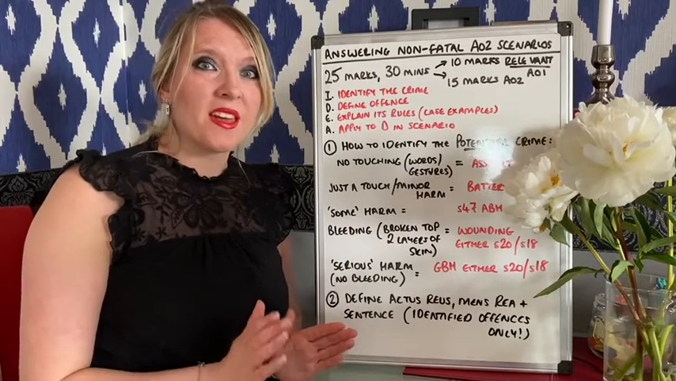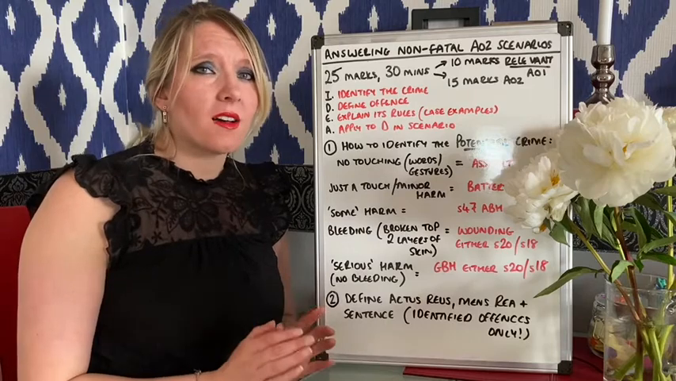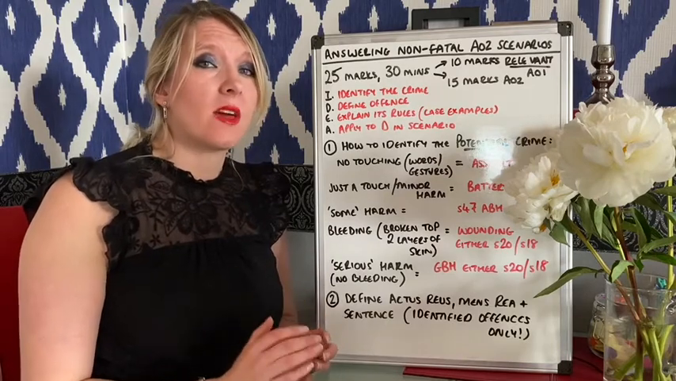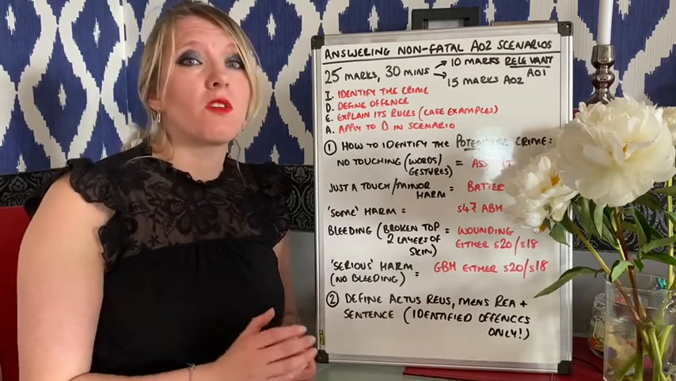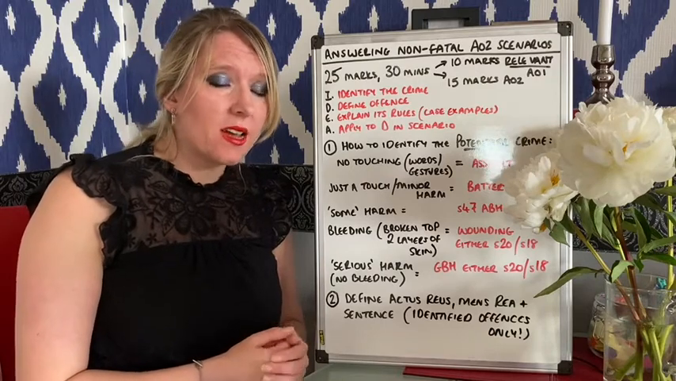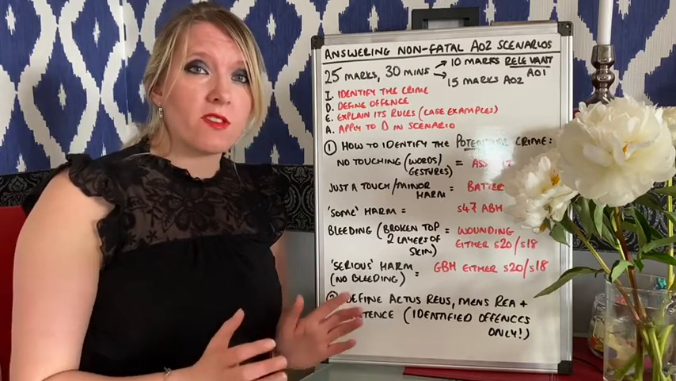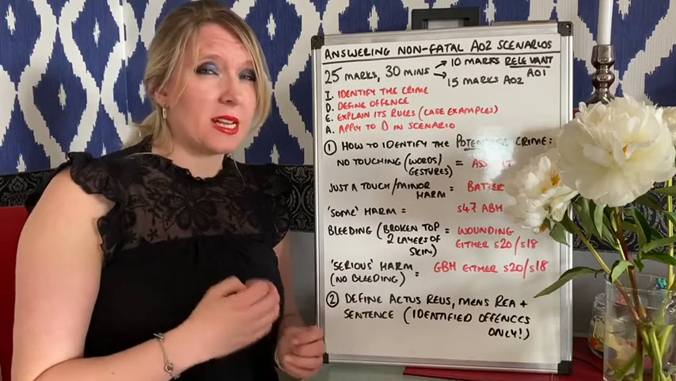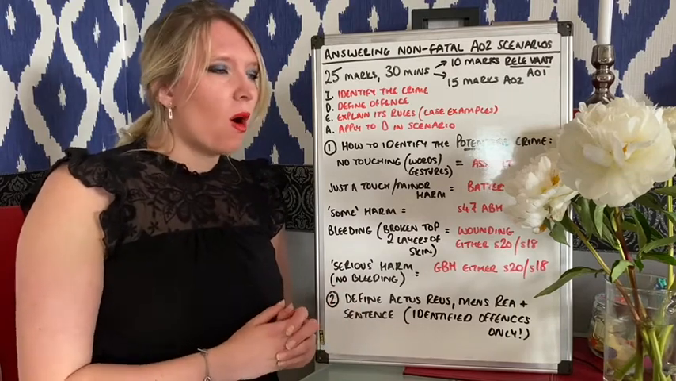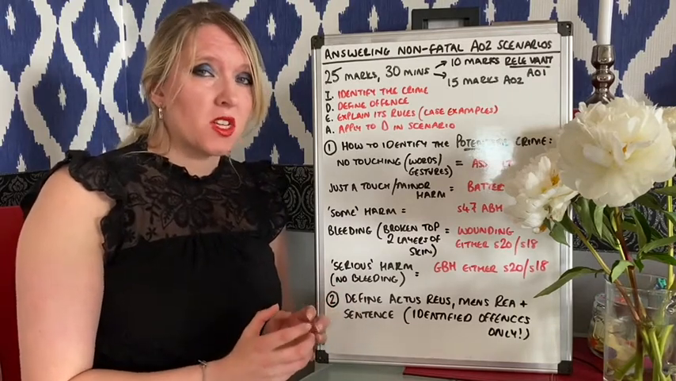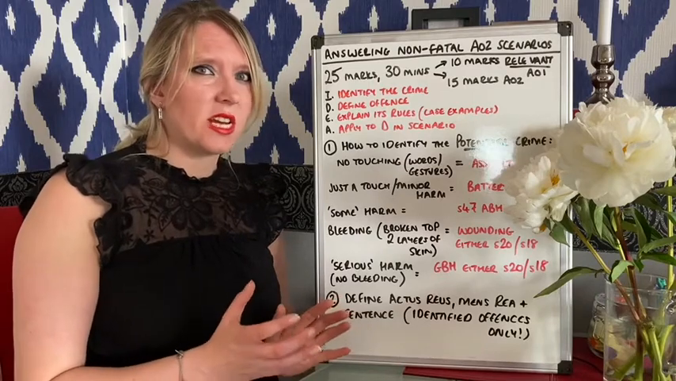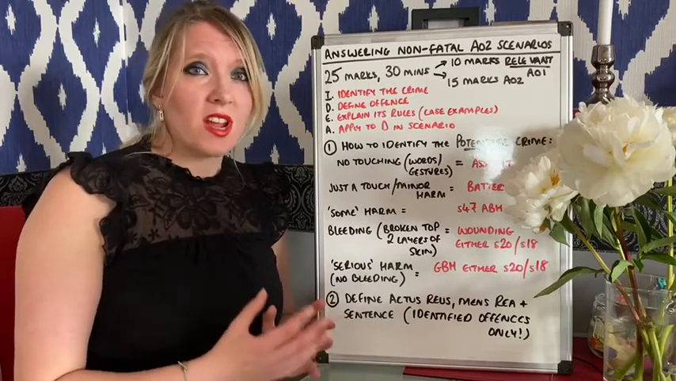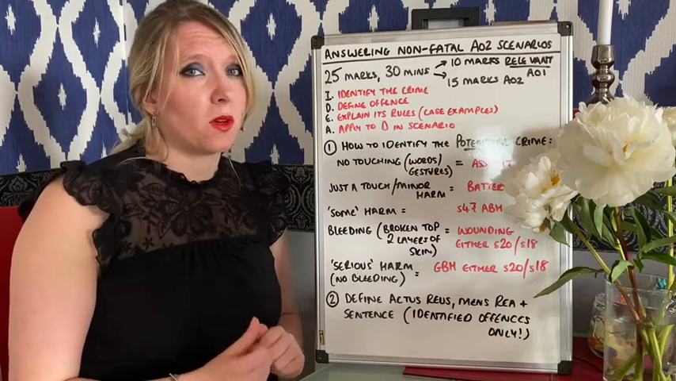Hi there. So I think one of the hardest topics to answer an AO2 scenario question on is non-fatal offences against the person, and that's because it covers such a wide range of offences that it often seems like a lot to write. Also, in a scenario question, you will normally find a number of different issues going on, so even just reading the question can sometimes feel a little bit overwhelming.